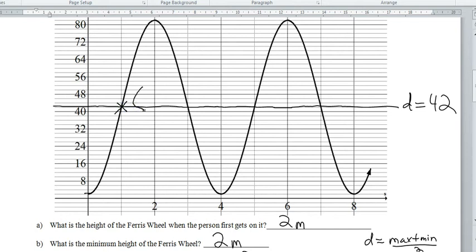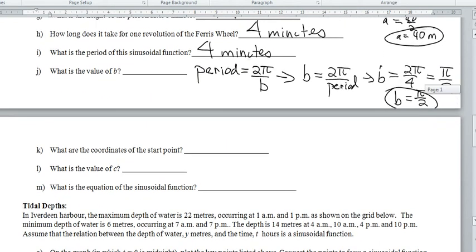There's the start point. Where is it? 1 minute, one x value. The x value is 1 and 42. What's the value of C? Okay, so start point, which I will abbreviate SP, is negative C over B comma D.